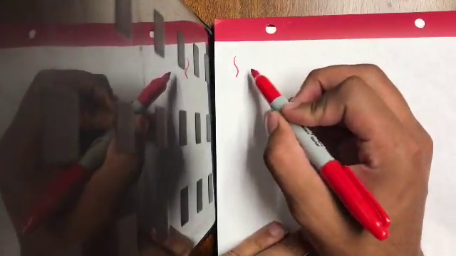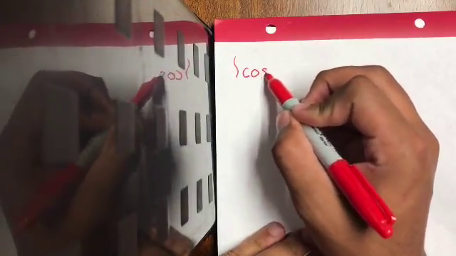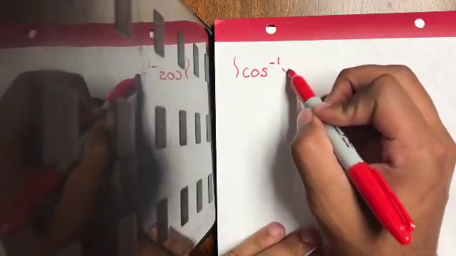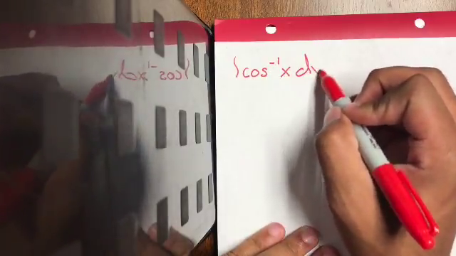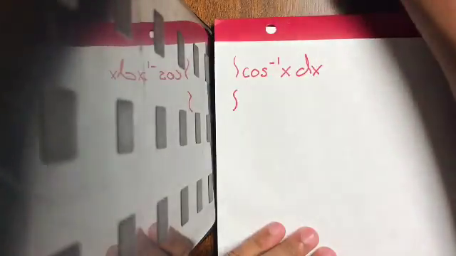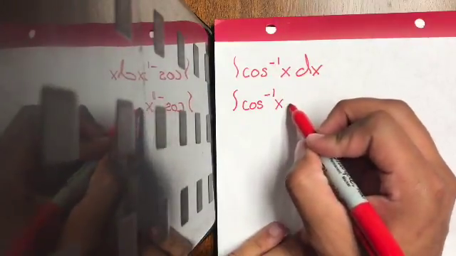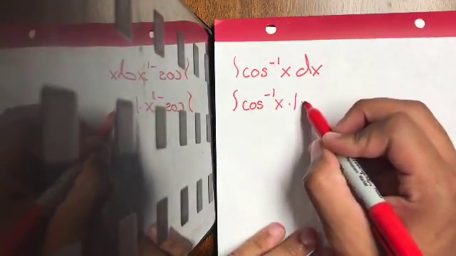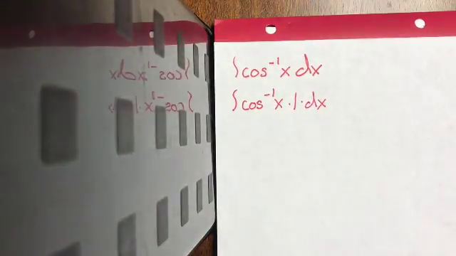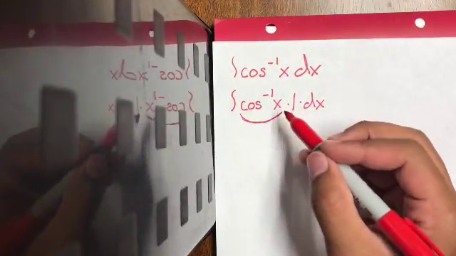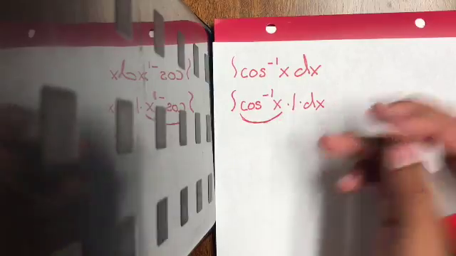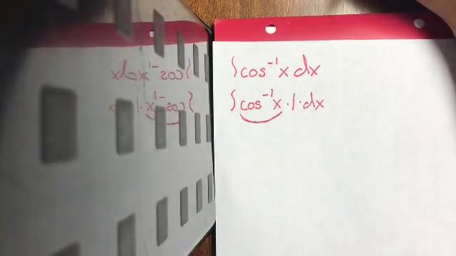Okay, so the problem we're going to be doing is the integral of inverse cosine x times dx. This problem can also be run as the inverse cosine of x times 1 times dx, which will make it easier later. The part that I've underlined is an inverse function, so we're going to use that as our u.